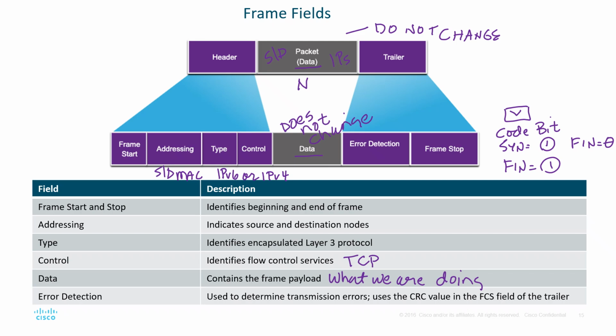And then lastly, our error detection, our frame check sequence field, which holds our CRC value. So that is how our frame looks for us in the human network.